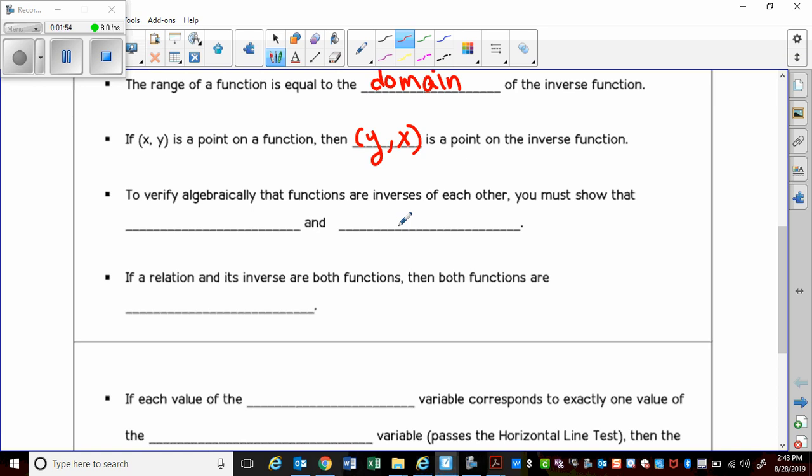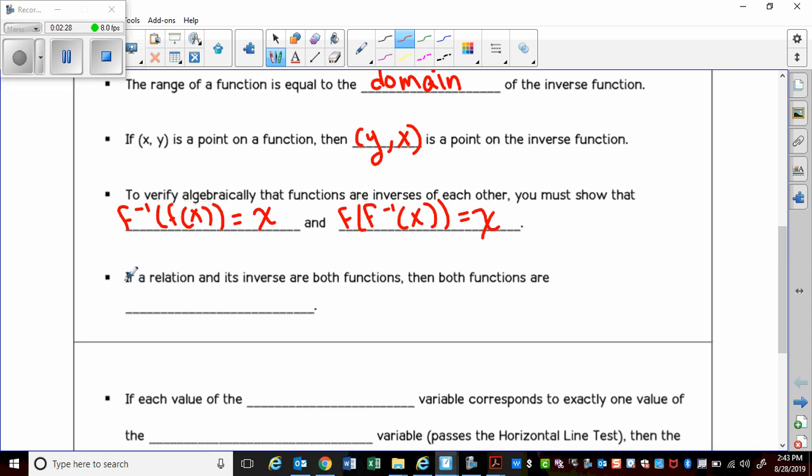To verify algebraically that functions are inverses of each other, which might be on the test, you must show that the composition f inverse of f of x equals x. You're going to get x at the end, and the opposite is also true. f of f inverse of x is also x. We'll get x both times, and I'll show you this.